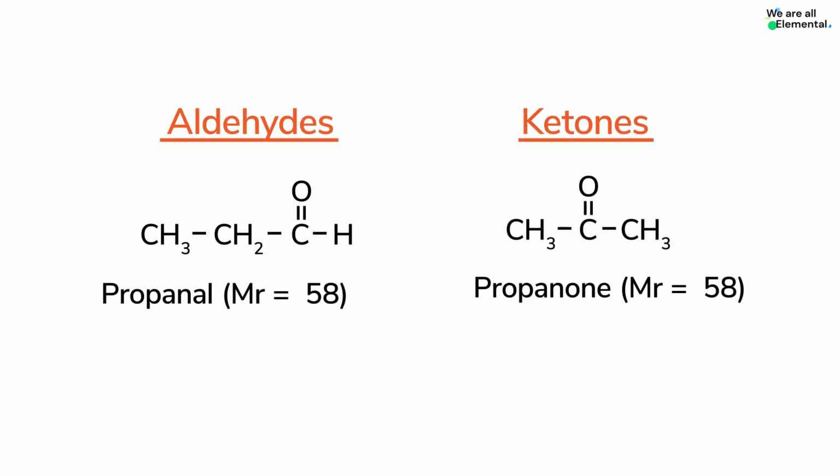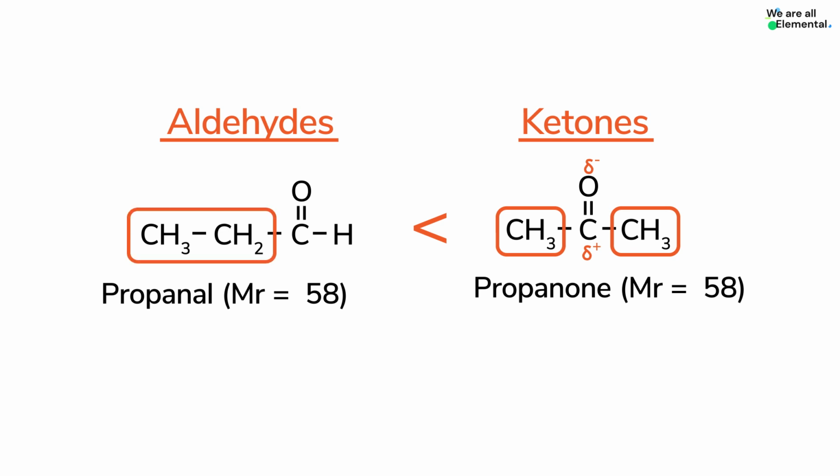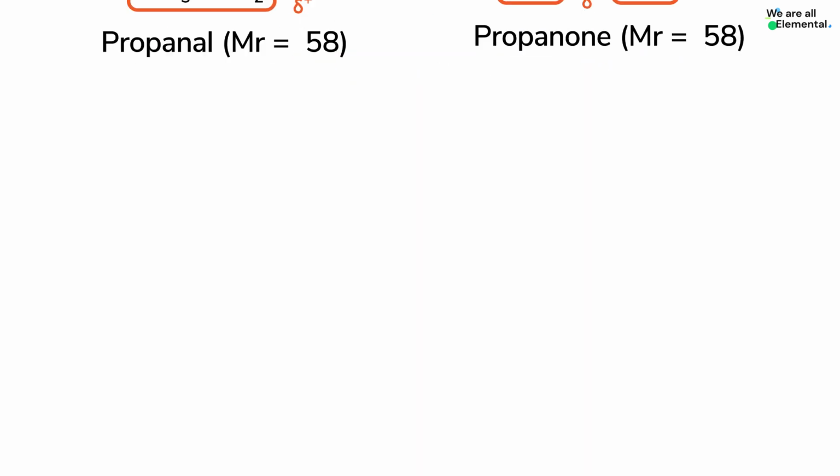To compare aldehydes and ketones of similar molecular mass, ketones have higher boiling points. This is because the carbonyl group is flanked by two alkyl groups, and these alkyl groups make the carbonyl group more polar, as compared to aldehydes that have only one alkyl group.